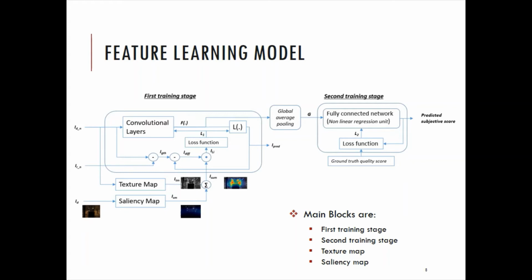Feature learning model. Its main blocks are first training stage, second training stage, texture map and saliency map. First training stage and fully connected networks represent CNN architecture. We will discuss further about it in next slide.